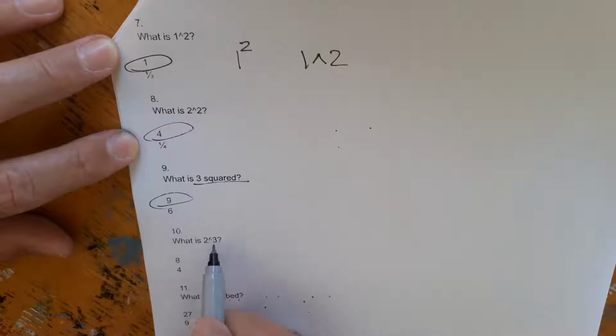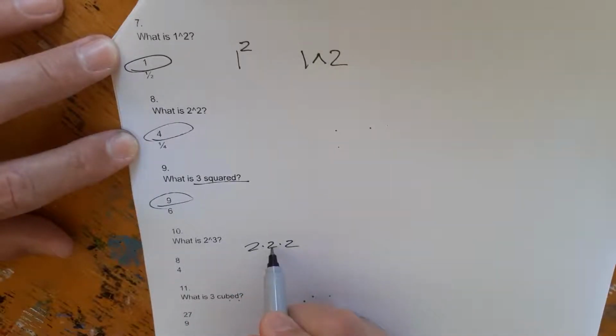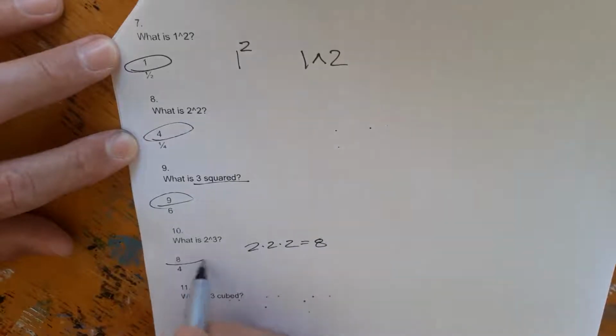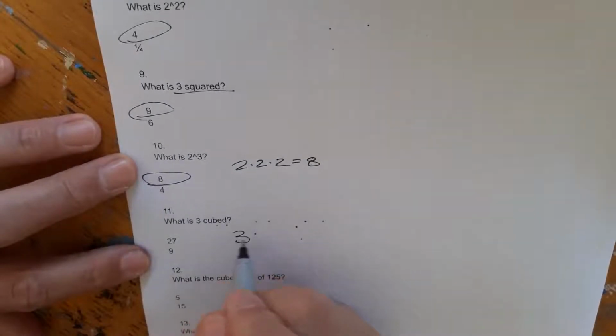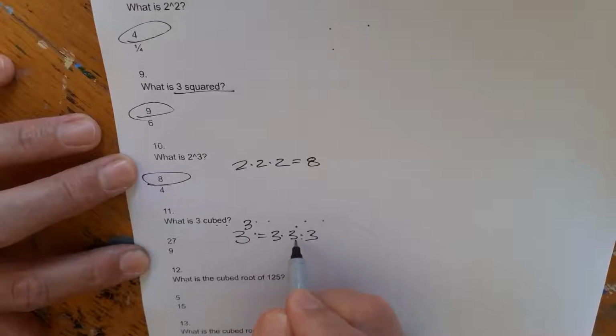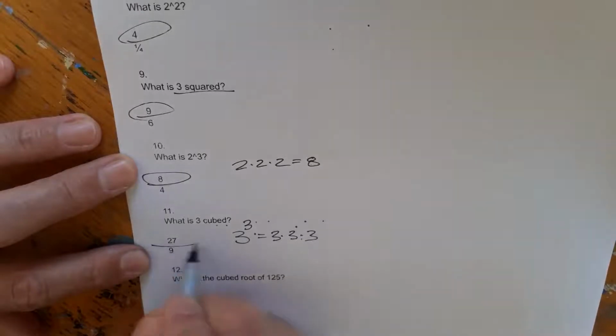What is 2 to the power 3? So this is 2 times 2 times 2, right? 2 times 2 is 4. 4 times 2 is 8. So 2 to the power 3 is 8. What is 3 cubed? 3 cubed is 3 to the third power, which equals 3 times 3 times 3. 3 times 3 is 9. 9 times 3 is 27.